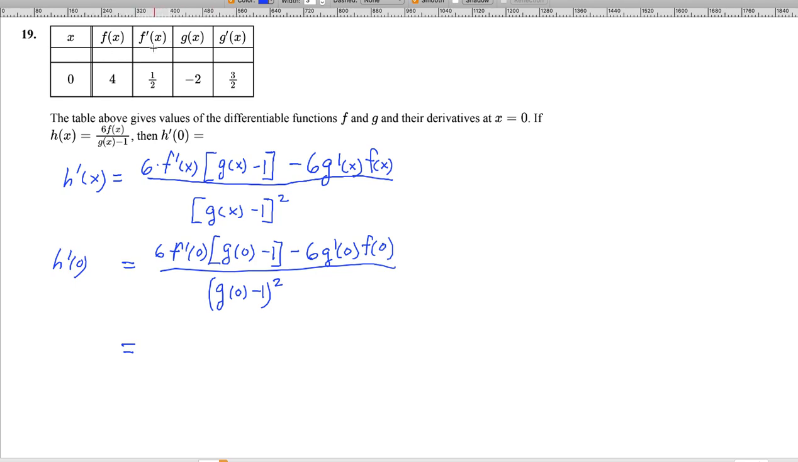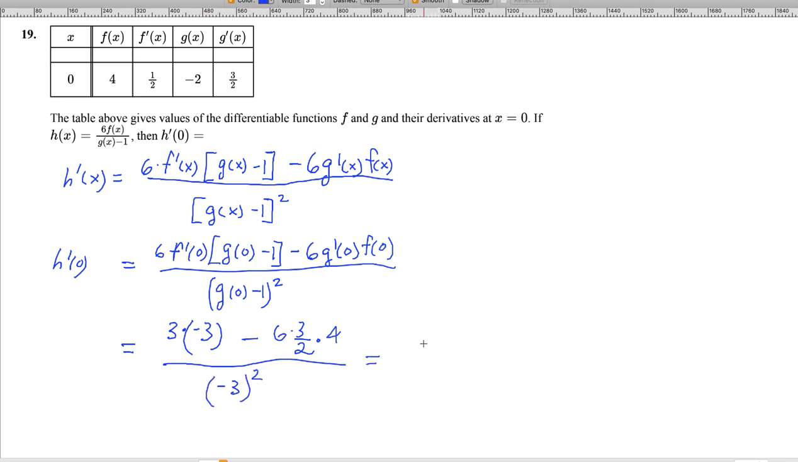So now I have that f prime of x when x is 0 is going to be a half, and then a half times 6 is 3, times g of 0, just g of 0 is negative 2, minus 1 is negative 3, minus 6 times g prime of 0, which is 6 times 3 over 2, because g prime of 0 is 3 over 2, times f of 0 is 4, over g of 0 is negative 2, minus 1 is negative 3, the whole thing is squared.